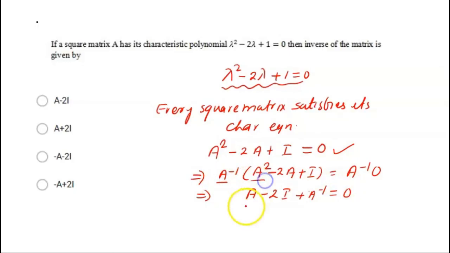A inverse into A square is A. A inverse into A is identity matrix. A inverse into identity matrix is A inverse. Now what is A inverse? A inverse is minus A plus 2I.